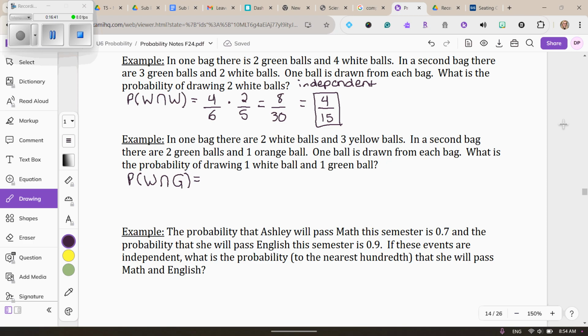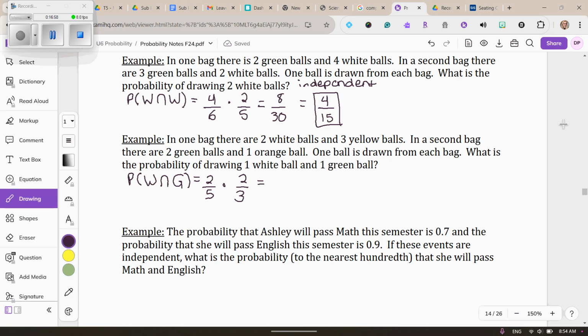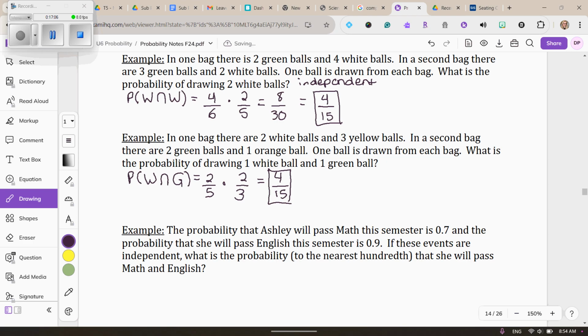So the probability of a white ball for the first bag is 2 out of 5. The probability for a green ball is 2 out of 3. I accidentally put a plus sign in there. And means multiply. So that gives me 4 out of 15 as my probability of having 1 white ball and 1 green ball.